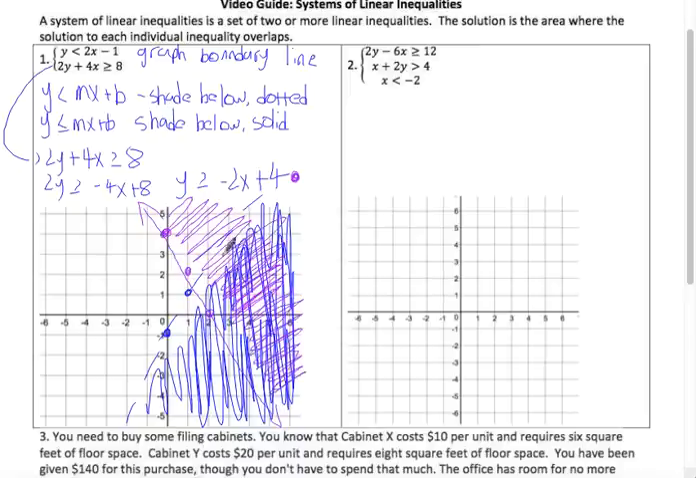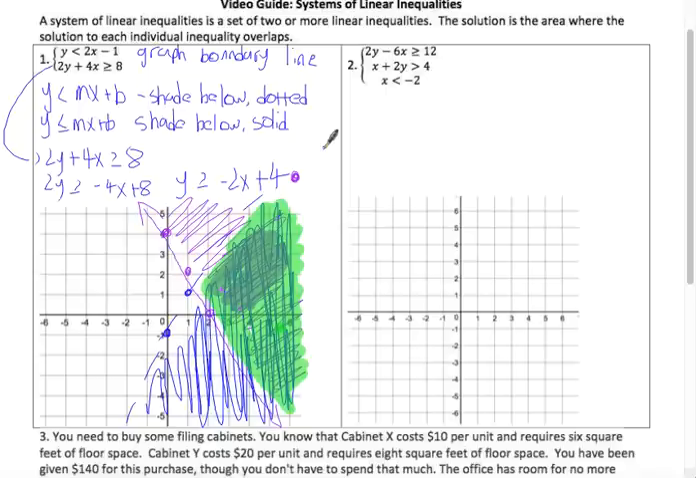And then the solution to the whole system of inequalities is where I have both of these colors overlapping. So both of my shaded regions have overlapped. So the solution to the system is this area in here, which is now green. Keep in mind, the shade below, shade above trick only works if we've solved the equation for y.